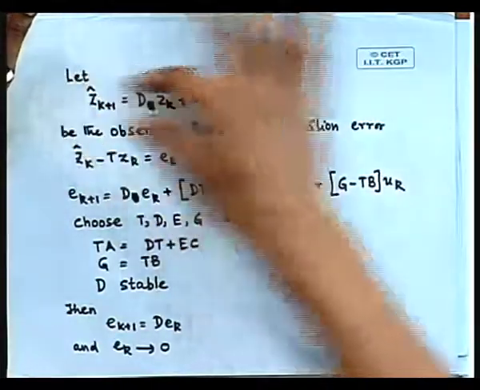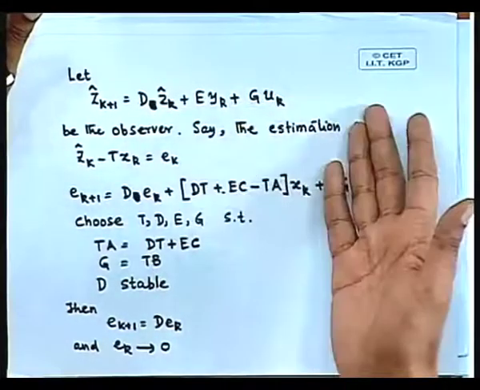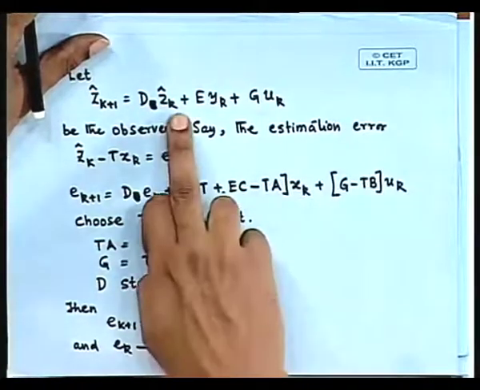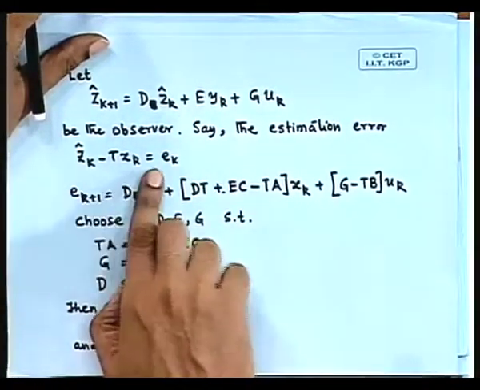So I am just assuming that let z hat k plus 1 be some d into z hat k plus some e, some g. I do not know, I have just made the most general possible estimator structure. Then I will find what are the properties of d, e and g required. But this is a very general form, after all you could not use anything else, correct.